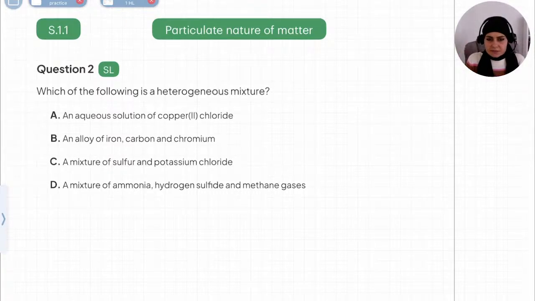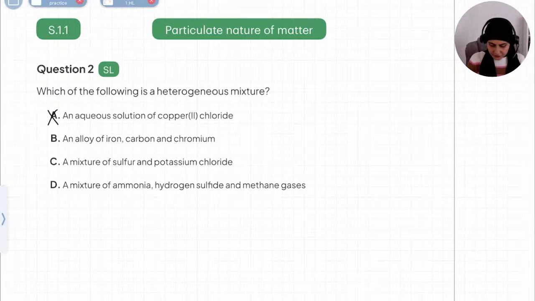Next question. Which of the following is a heterogeneous mixture? A heterogeneous mixture is a mixture that has different phases. It's a mixture where you can see with the naked eye that you have two or more substances. Let's see, so aqueous solution of copper chloride. If you see the solution of copper chloride, you just see a pale blue or blue liquid, depending on the concentration. You won't be able to tell, so there would be just one phase. So this is homogeneous, not A.